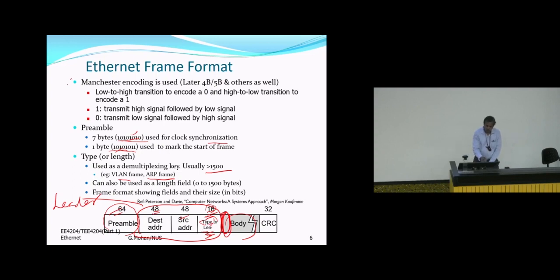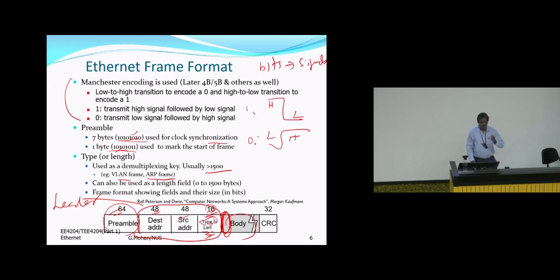Now, what type of encoding is used in Ethernet? The encoding topic was omitted, right? But in the context of Ethernet, you need to know what type of encoding is used here. Encoding means how bits are mapped to signals, how bits are transmitted as signals. How 1 is transmitted, how 0 is transmitted. So in Ethernet, 1 is transmitted as a high signal followed by a low signal. 0 is transmitted by 2 signals, low, then high.